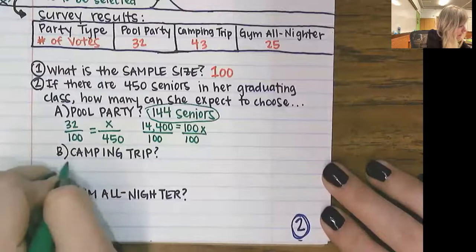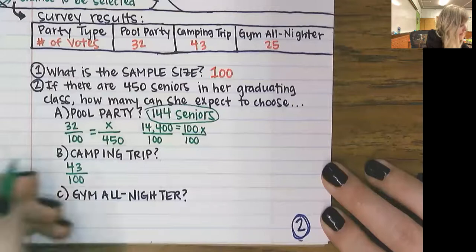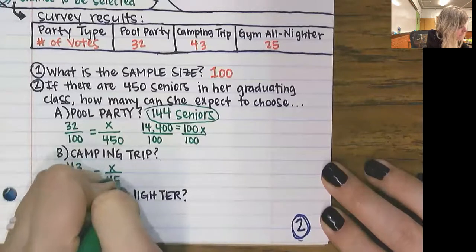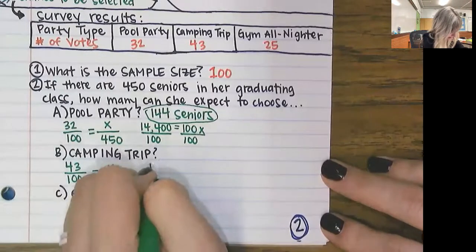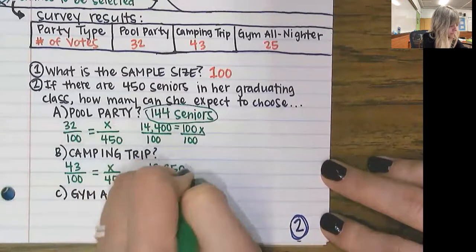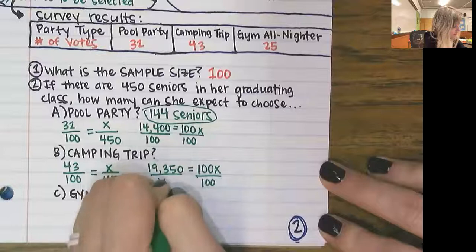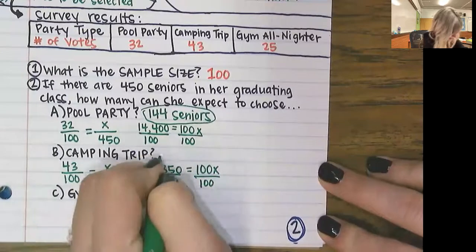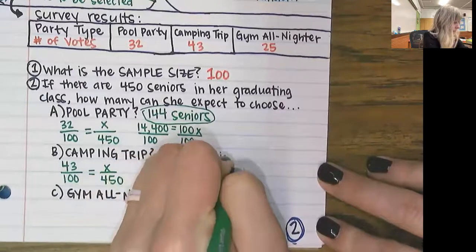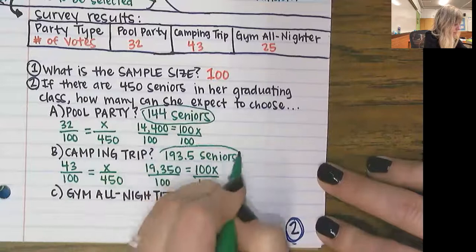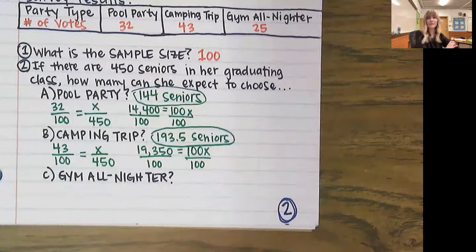Okay, camping trip, what happened in the sample? Well, 43 out of 100 said they would choose camping trip in the sample. So what would that be out of 450? Cross multiply and solve. 43 times 450 is 19,350 equals 100x. Divide by 100, divide by 100. And we would expect, well, this says 193.5 seniors. That's where it becomes really clear that this is just a prediction and not necessarily accurate, because there's no such thing as half of a senior. They're a whole person, no matter what.